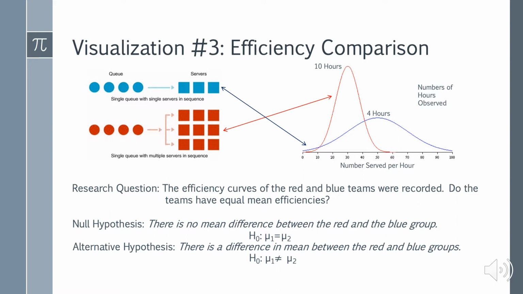Now, from the graph, we can see that the mean of the red curve is not equal to the mean of the blue curve. We can then conclude that the null hypothesis is rejected.